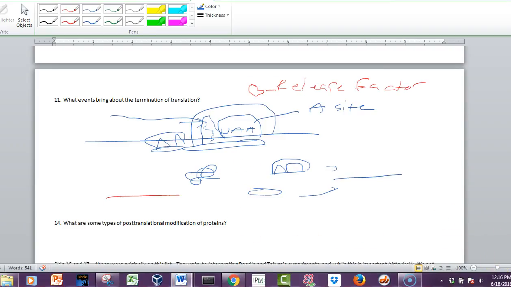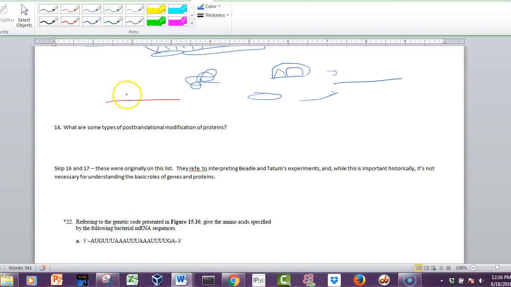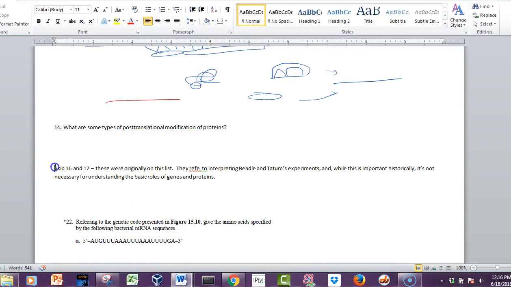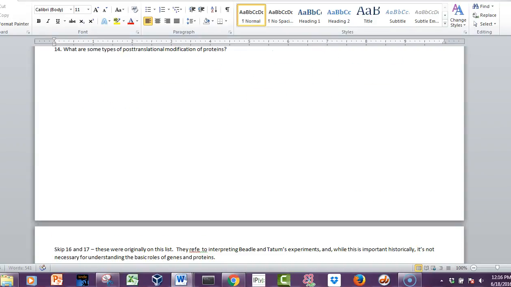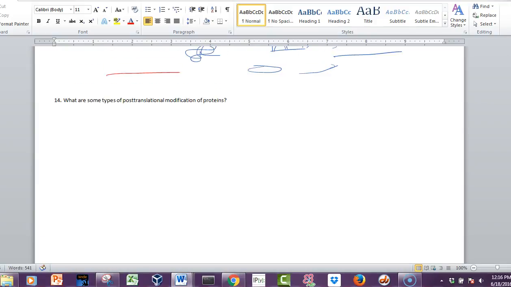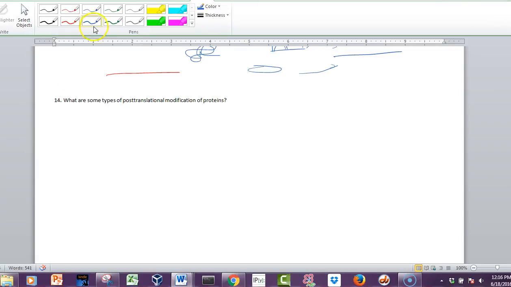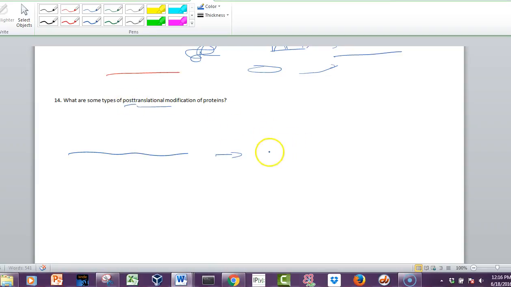After translation, proteins get folded up. So what are some of the things that happen to proteins after translation? There's a lot of things, but the basic idea is that after translation, we've got a protein that gets released. And now here's our protein. The protein has to fold up. Post-translational modifications are things that happen after translation, post meaning after. One thing has to happen: it has to fold up. But then you can have different modifications.